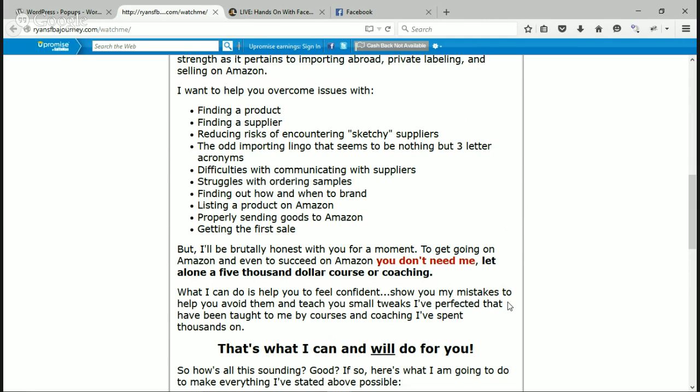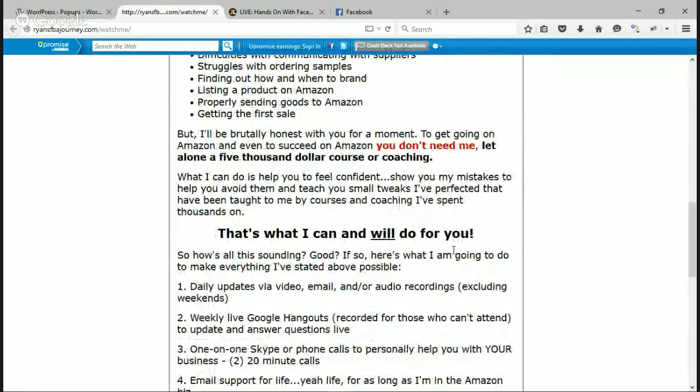Not because we're up to anything sneaky. Just have an idea of where we're going to go with this. And I know where we're going to go with this targeting. So I really wanted to call attention to it right now so that when we mention the targeting later, it'll resonate. Okay, so to get going on Amazon and even to succeed on Amazon, you don't need me.